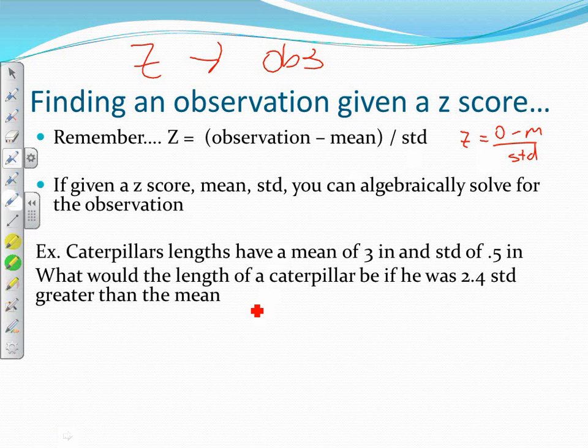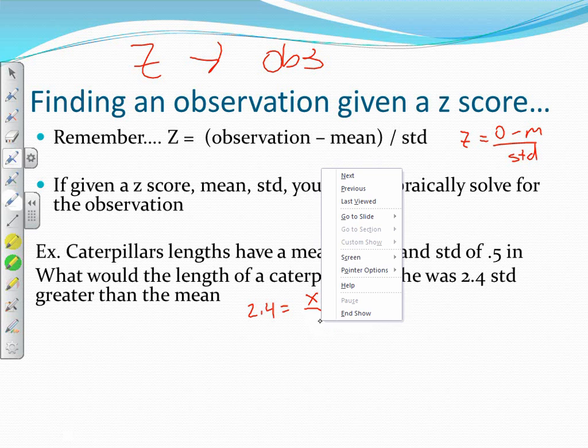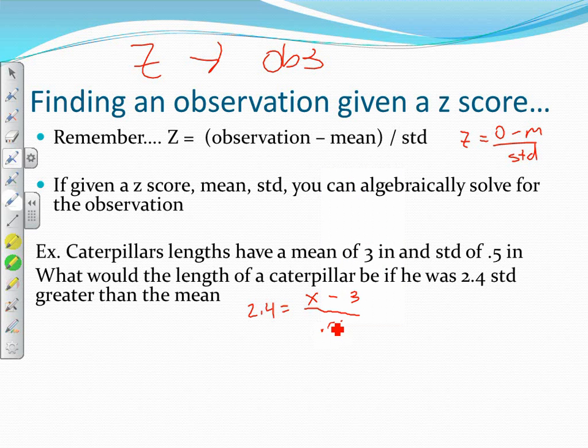Using this, I can say, okay, 2.4 is my z-score. I want to know what my observation is, so I can just replace it with an x. I subtract my mean of 3, and I divide by my standard deviation, which was 0.5. How do I solve for x? I'd multiply by 0.5 on both sides. I'd get 1.2 is equal to x minus 3, and then I'd add 3. I'd get 4.2 is my observation.